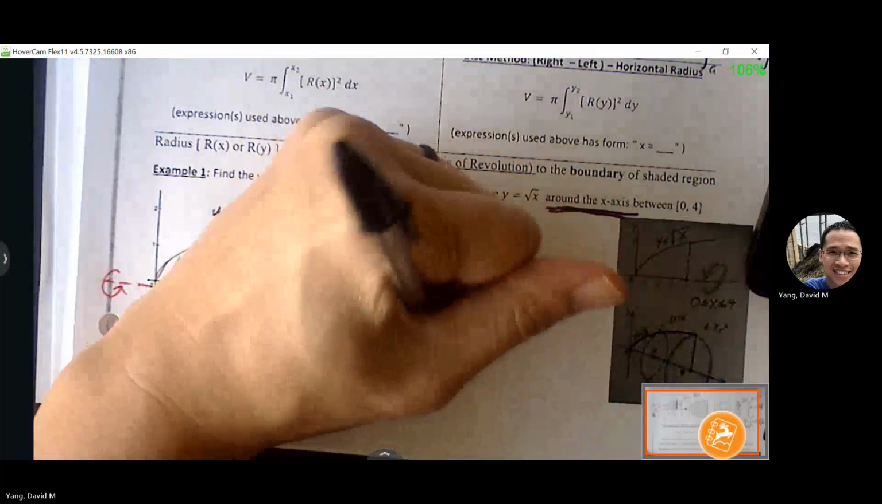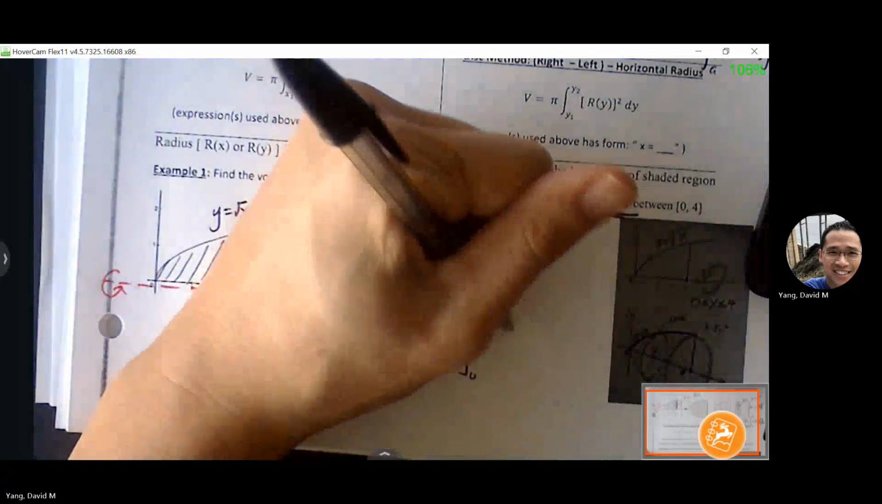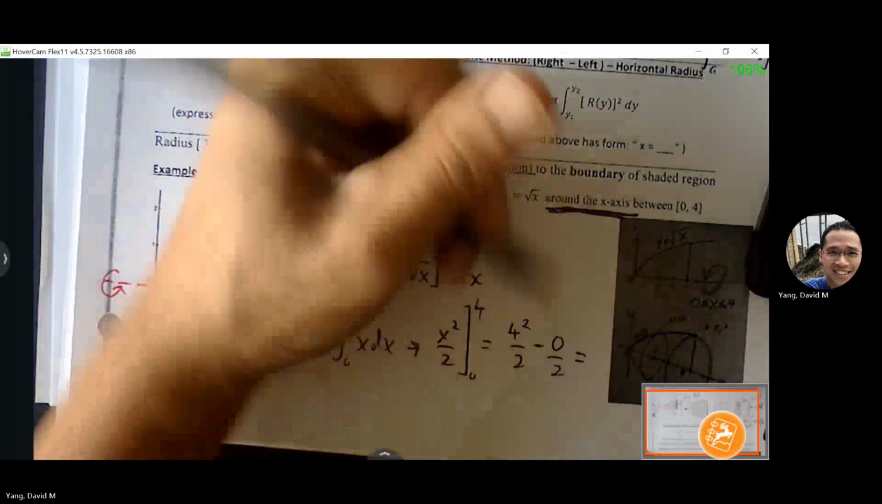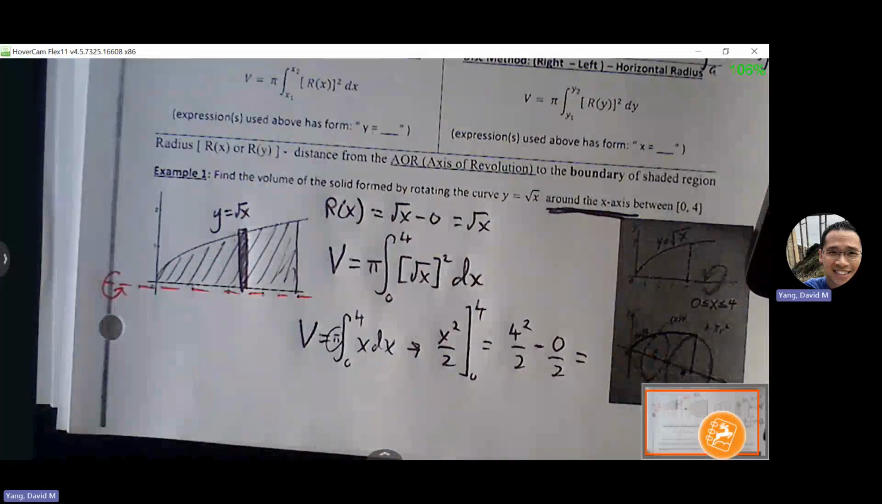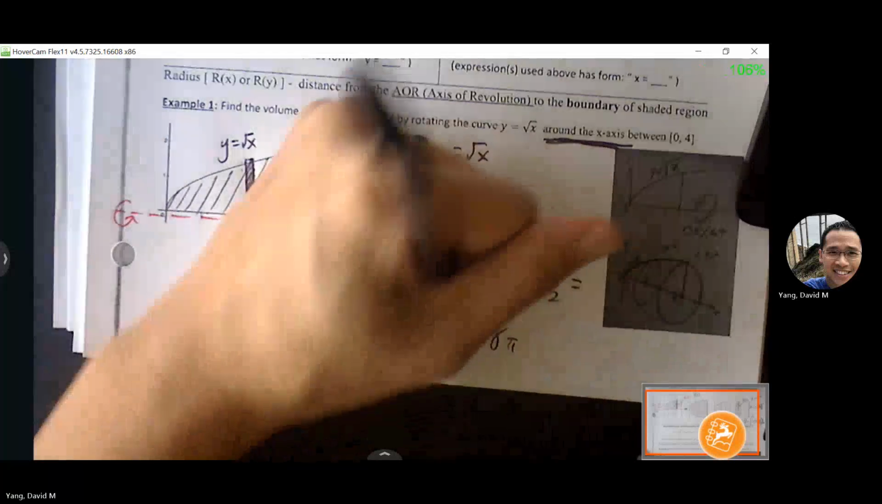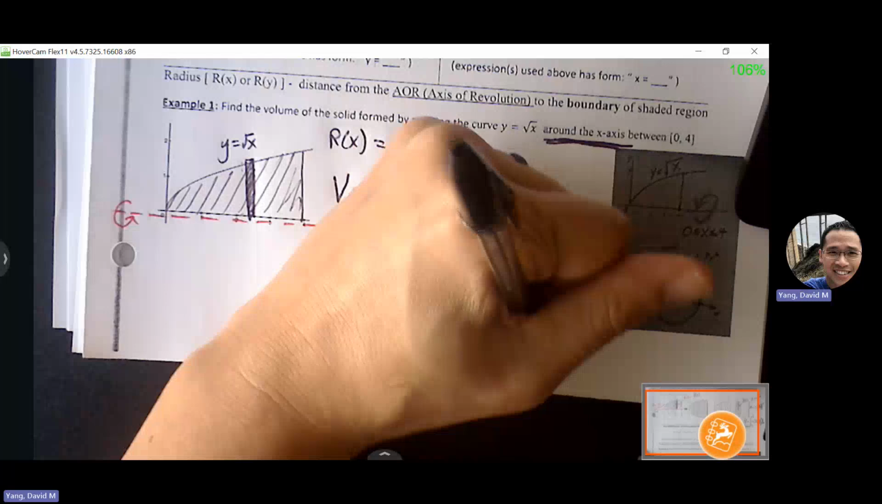Power rule. 16 over 2 is 8. Don't forget that we're always going to have to attach pi to our answer. And this is volume, so units what? Units cubed.